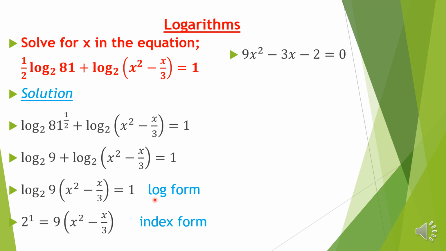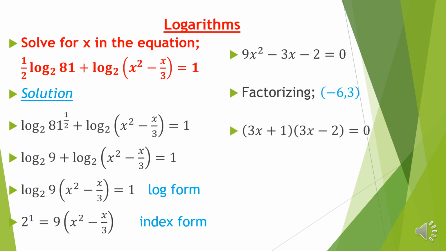By expanding this equation, we have 9x squared minus 3x minus 2 equals 0. Now realize that we are coming up with a quadratic equation in x, and we can easily solve this particular quadratic equation. To solve this, we will use the factorization procedure and realize the product is negative 18 and the sum is negative 3. So the two factors for this case are negative 6 and 3.